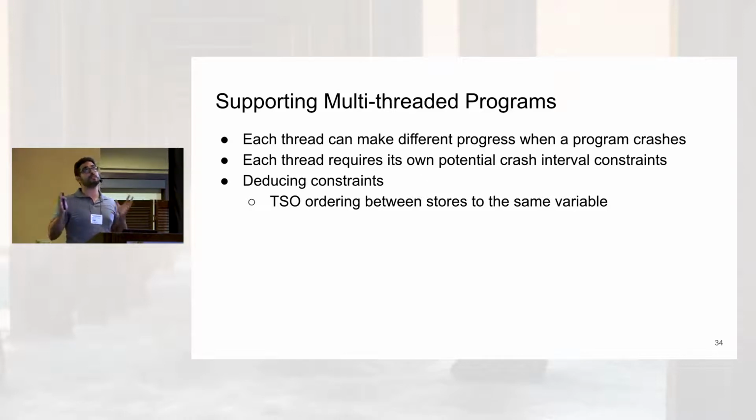Since each thread can make different progress when a crash happens, we build a potential crash interval for each thread separately. However, in multi-threaded programs, different threads can write to the same variable. So we use TSO ordering between stores to the same variable to deduce constraints for each thread.